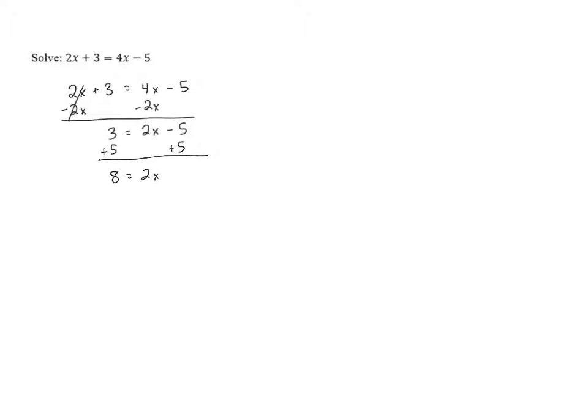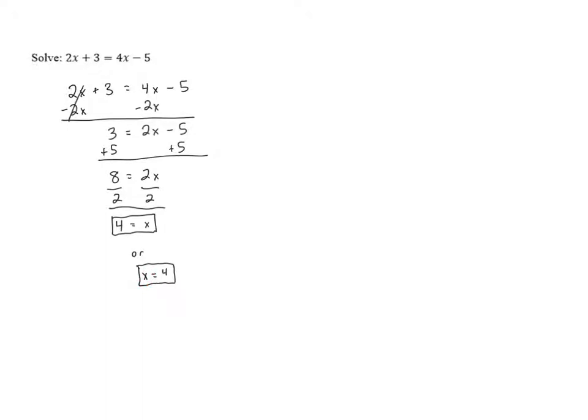And the last step to getting x alone is dividing by 2. When we do that, 8 divided by 2 is 4. And on the right we have x, so 4 equals x. Or if you want to put the x on the left-hand side, you can switch the sides and write it x equals 4.